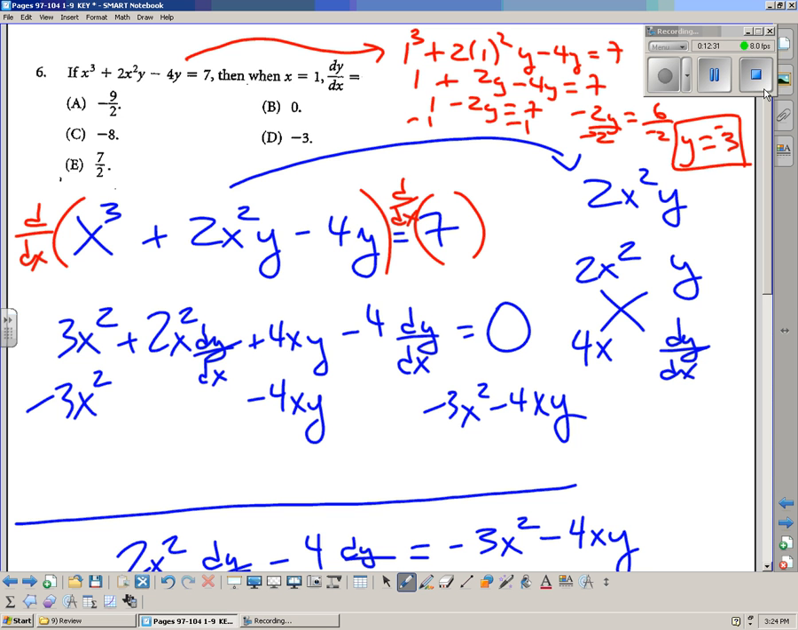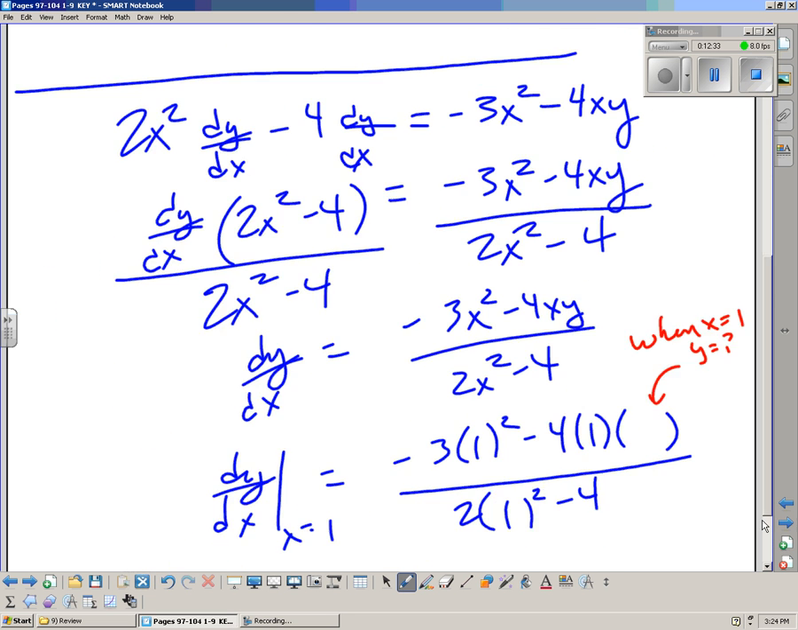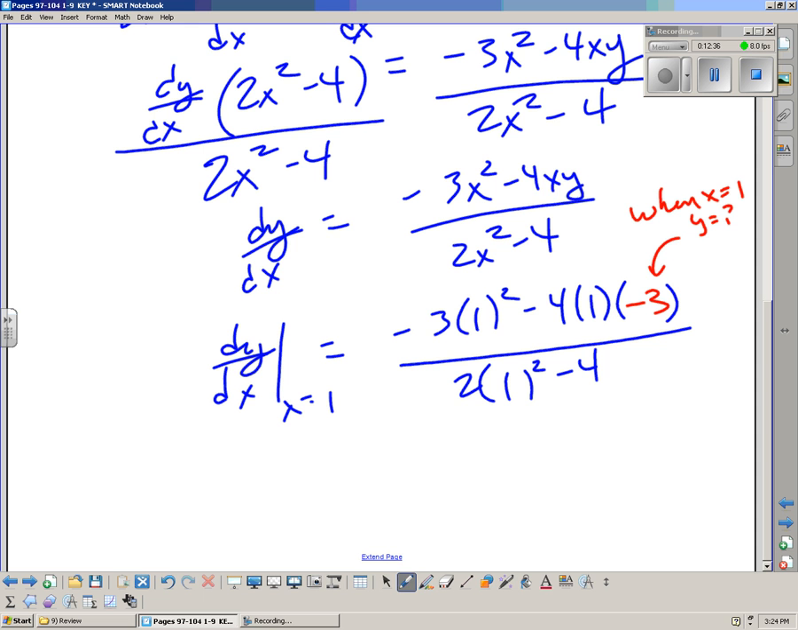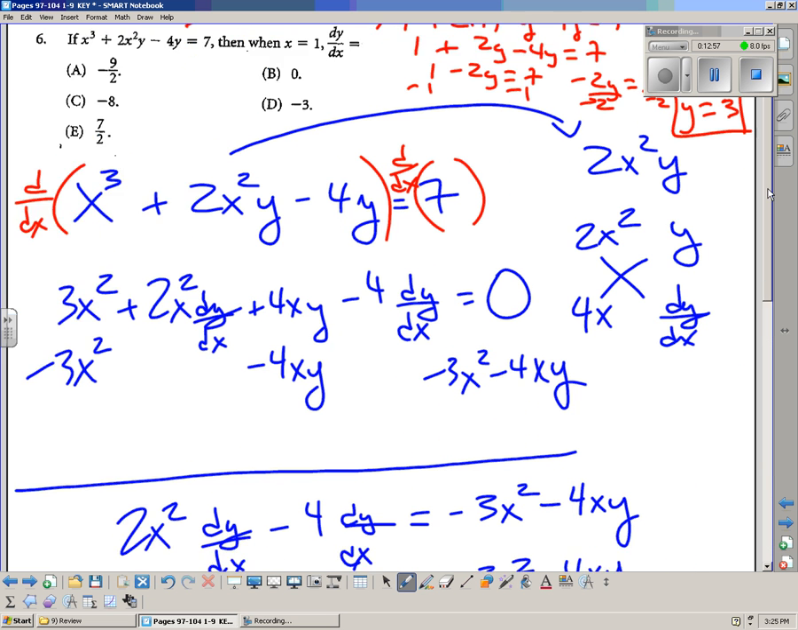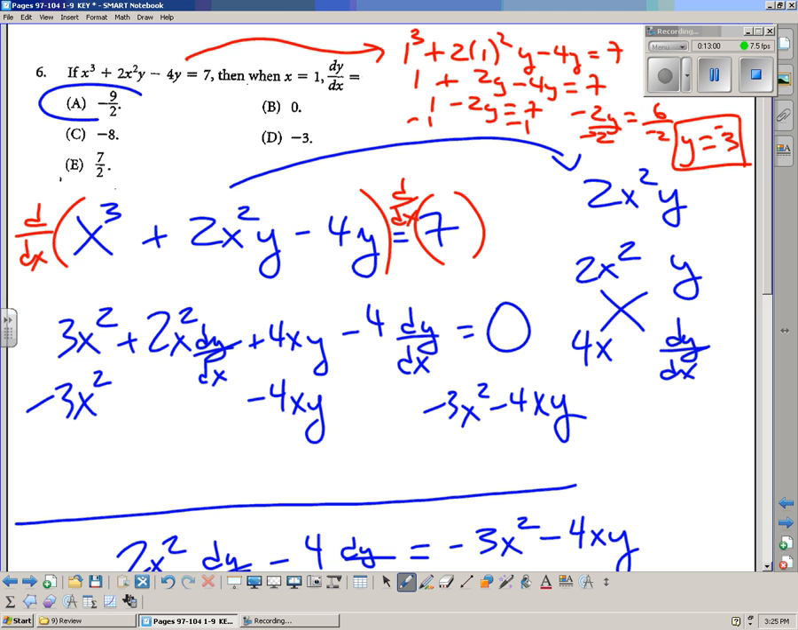So if y is negative 3, I can come down here and get a value. So we have negative 3 times 1 squared is negative 3. Negative 4 times 1 times negative 3 is positive 12, over 2 minus 4, which is negative 2. And now we have negative 3 plus 12 is 9 over negative 2, which is negative 9 over 2, which should be the answer, choice A. So a lot of work, but nothing you can't handle there.